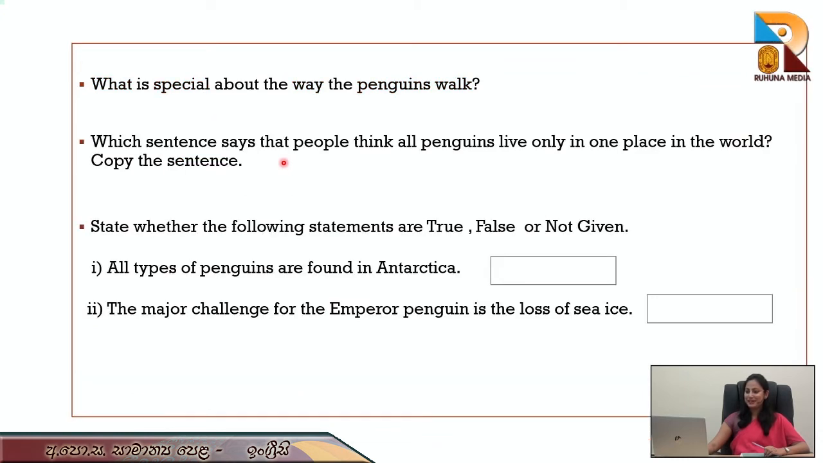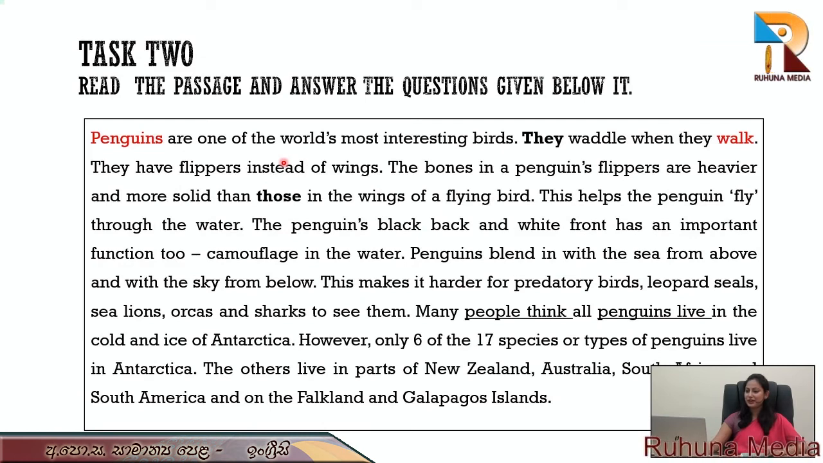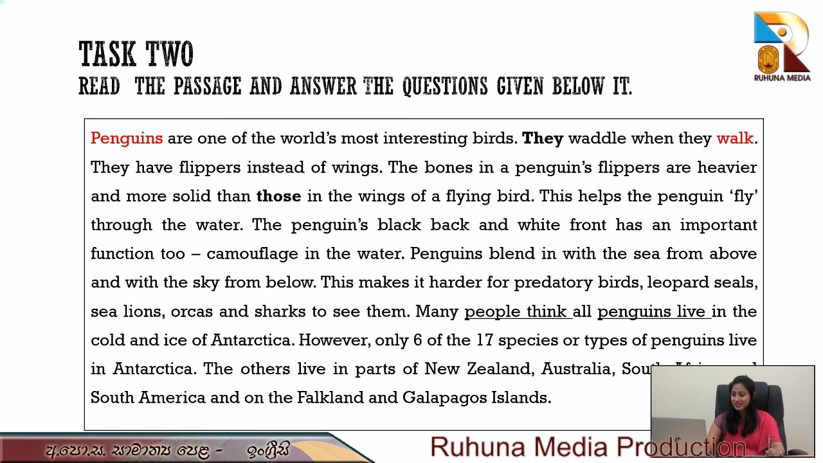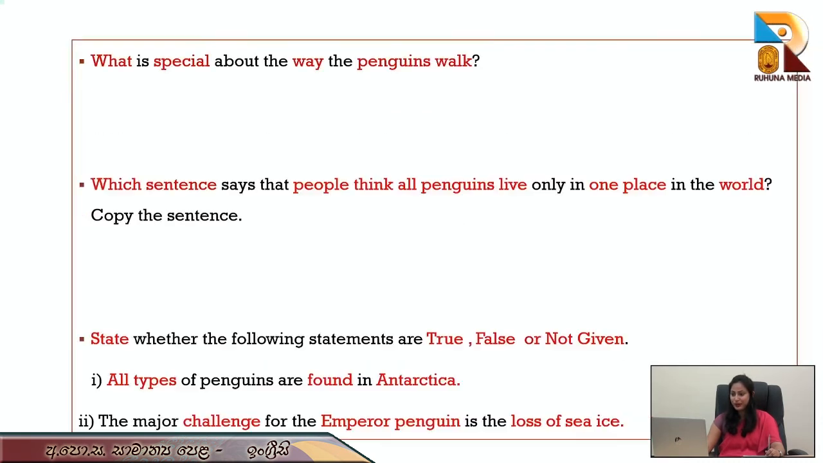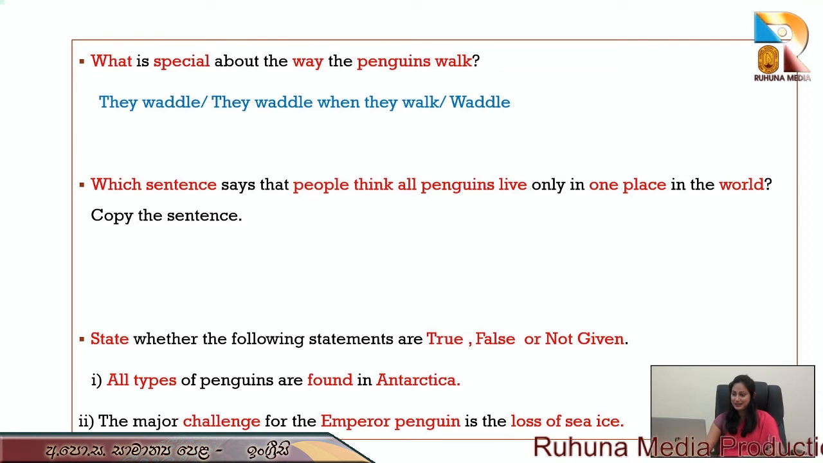Let's scan the passage. Here you can see I have highlighted the words penguins and walk. We don't have the exact answer yet, so we are going to read the surrounding sentences. Penguins are one of the world's most interesting birds. They waddle when they walk. Here, the pronoun they refers to penguin. So what's the special thing about the way the penguins walk? They waddle. So it's the answer. You can say they waddle when they walk, or waddle as answers.